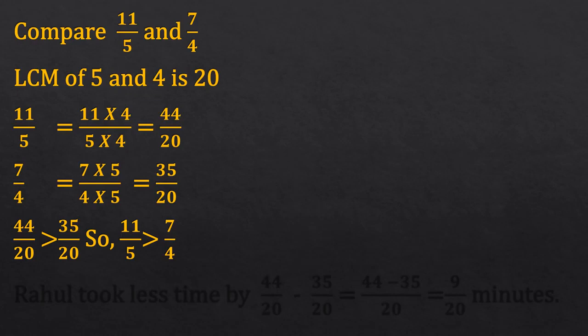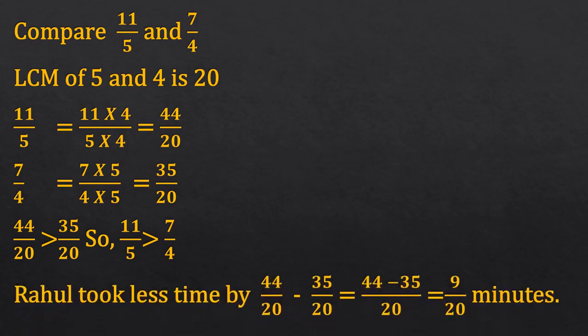Now compare 11/5 and 7/4. Whenever we have to do the comparison, we will convert both the fractions into equivalent like fractions. So we have to take the LCM. LCM of 5 and 4 is 20. Okay. 11/5. Denominator is 5. Make it 20. How will we make it? By multiplying it by 4. So multiply numerator also by 4. It is 44/20. Same we will do with 7/4, the second fraction also.